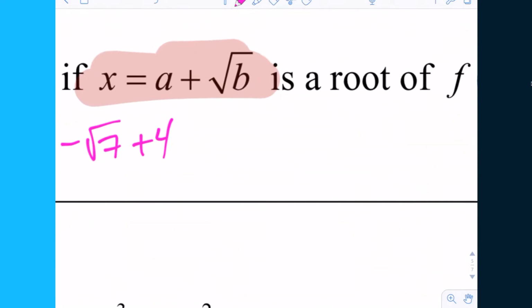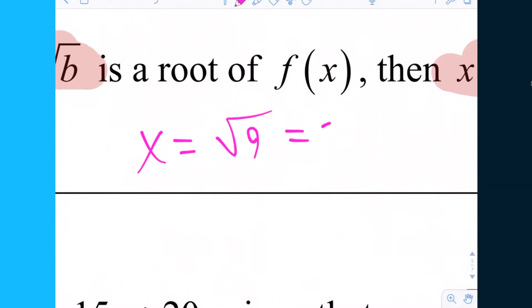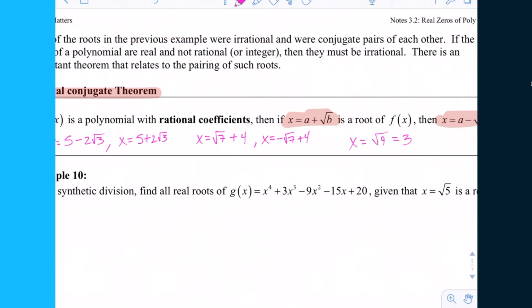Good. What about if I just have x equals like the square root of 9? Is the negative square root of 9 also a root? Well, what's the square root of 9? 3. So that's another way to say 3 is a root. Does negative 3 have to be a root if 3 is a root? No. So it has to be an irrational, an irreducible radical. You can't have one without the other.